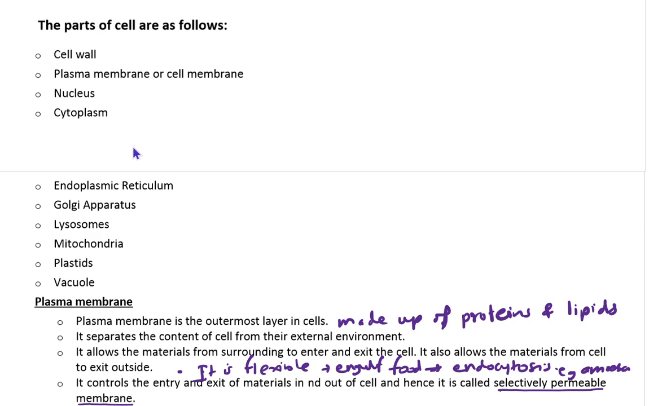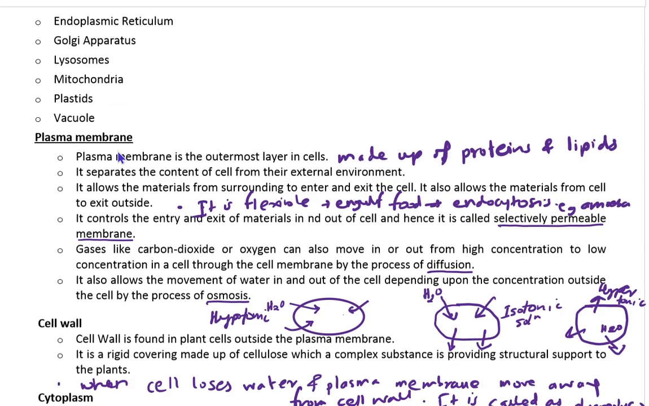Let us begin with the outermost covering of the plant cell and the second layer of the animal cell; rather, the outermost covering of the animal cell and the second layer of the plant cell, that is the plasma membrane. The plasma membrane is the outermost layer in the animal cell. It is made up of proteins and lipids. It separates the contents of the cell from its external environment. For example, we take the example of a balloon.